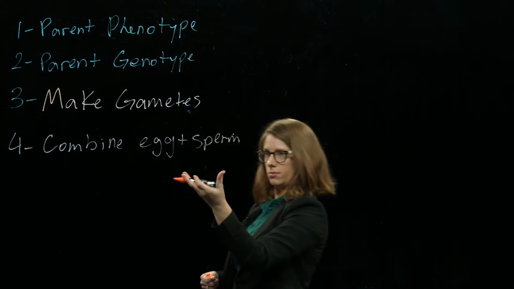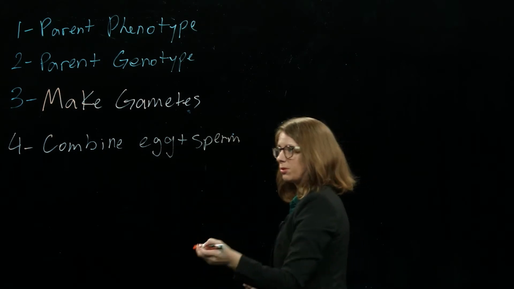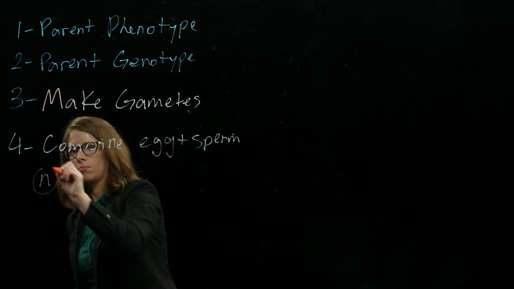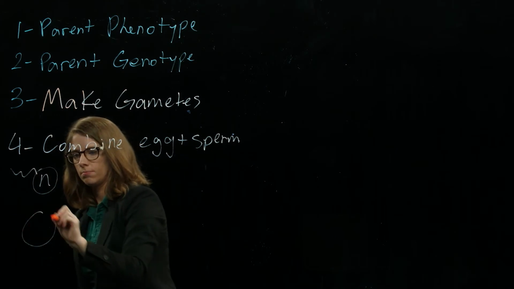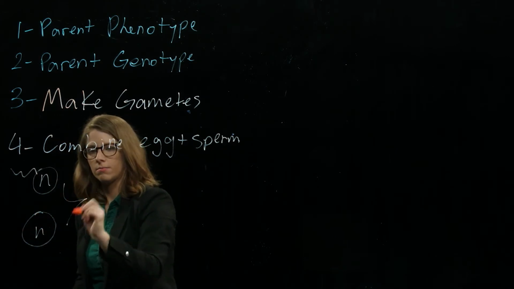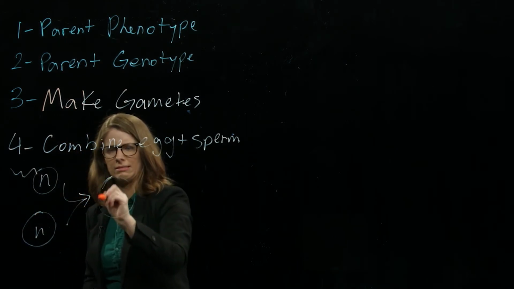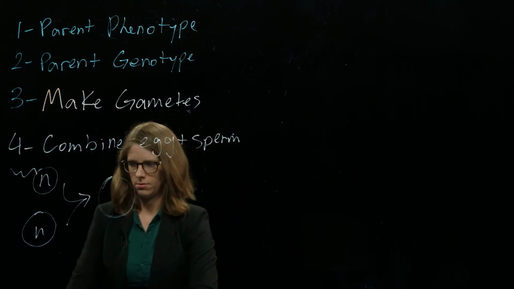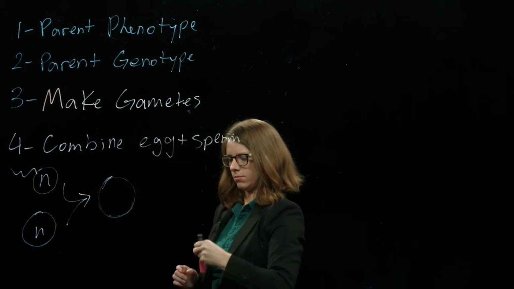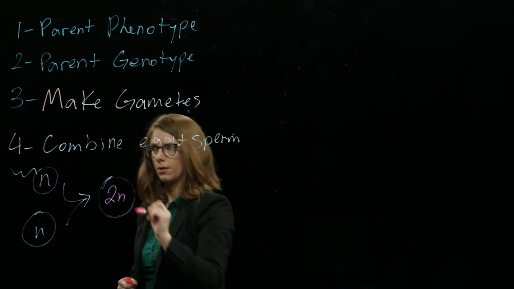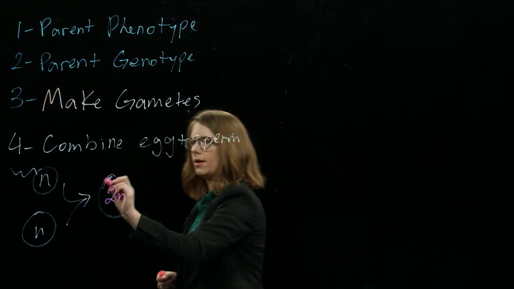This part is sexual reproduction, combining an egg and a sperm. There's a sperm, there's an egg, to make a diploid offspring.